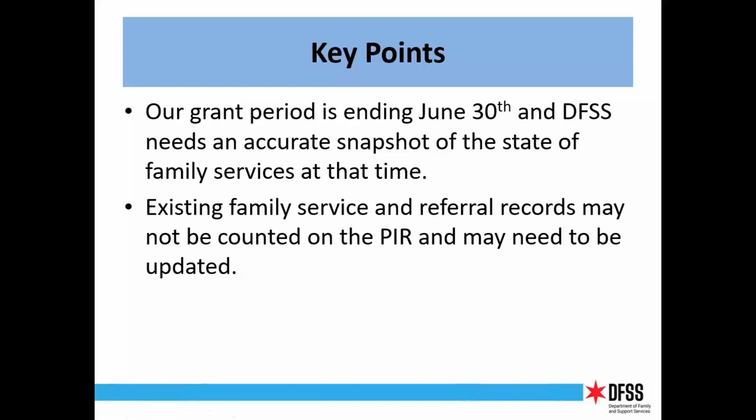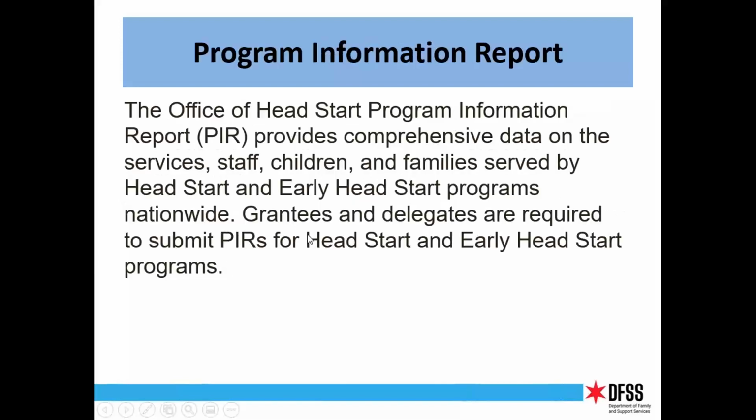Also, the other takeaway is that existing family service and referral records might not be showing up on the PIR, and that's because the questions have been changed, and COPA was recently updated to reflect the new questions that we received from HHS. So the old categories may not be correct. This doesn't necessarily mean you need all new services. You can probably look at the ones that were delivered already and pick a new category for them so that they will show up on one of the lines that is currently on the PIR.